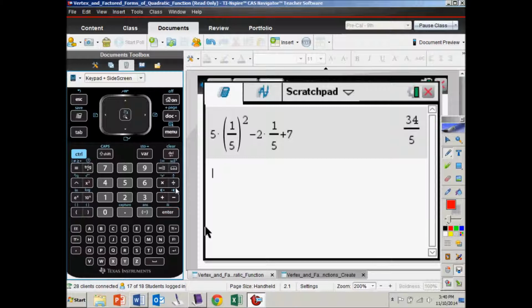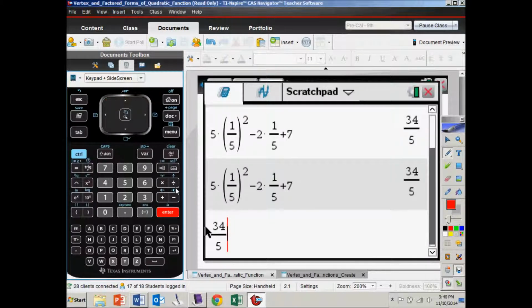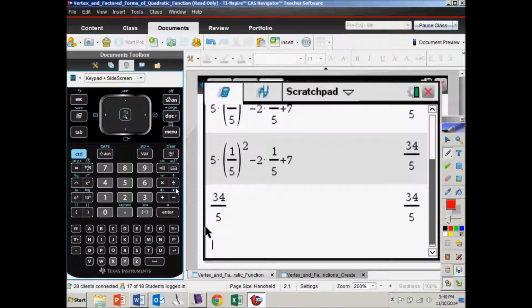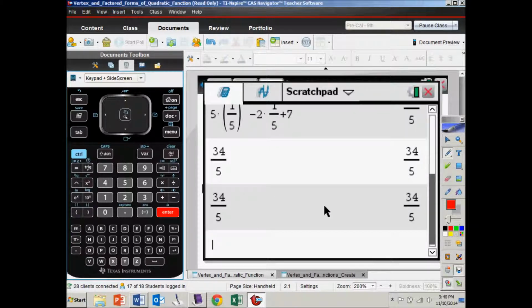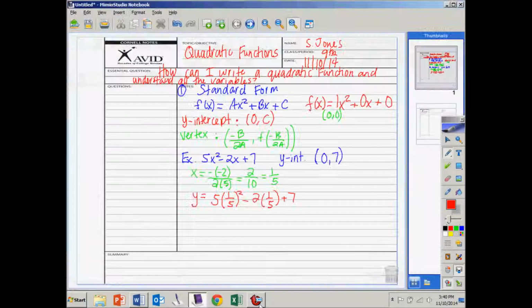6.8. Control, enter gives me my... it won't give it to me. Then go to Menu. Press control, enter. It won't let me press control, enter from my keyboard. Oh, I have to press it up here. That's so inconvenient. All right, so what is it? 6.8. So my y value is 6.8.